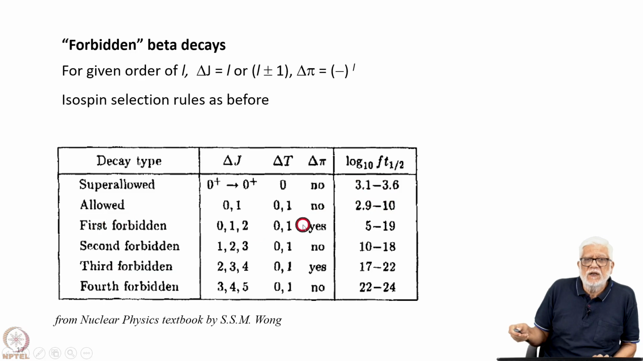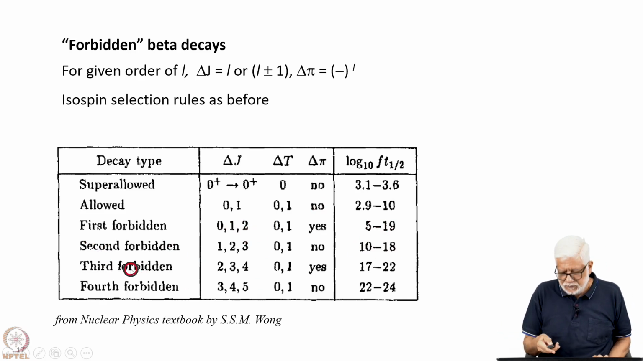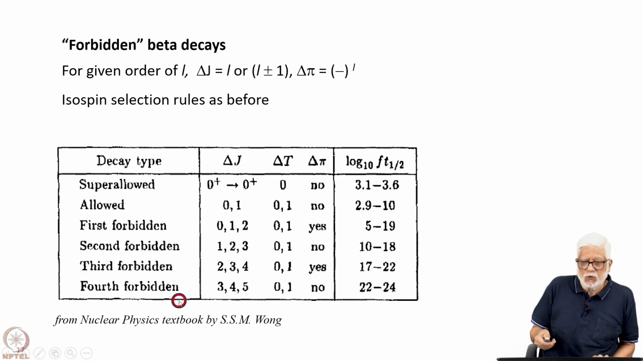First forbidden, where you have, let's say, L equal to 1, then you can have delta J equal to 0, 1, 2, and the log ft values are between 5 and 19. Similarly, second forbidden L equal to 2, and so on. This is again taken from the reference here, Wong's textbook Introduction to Nuclear Physics.